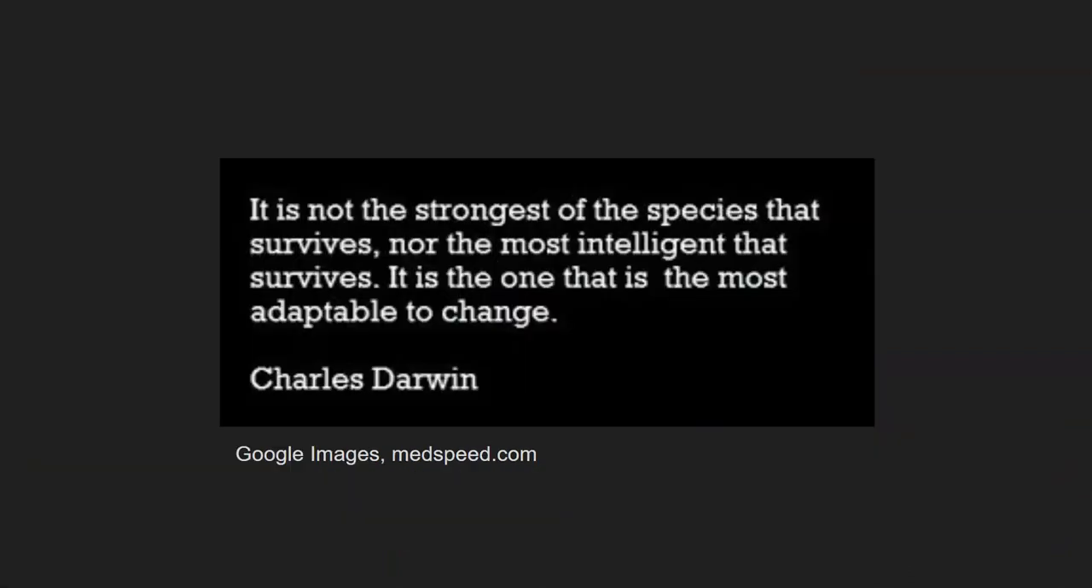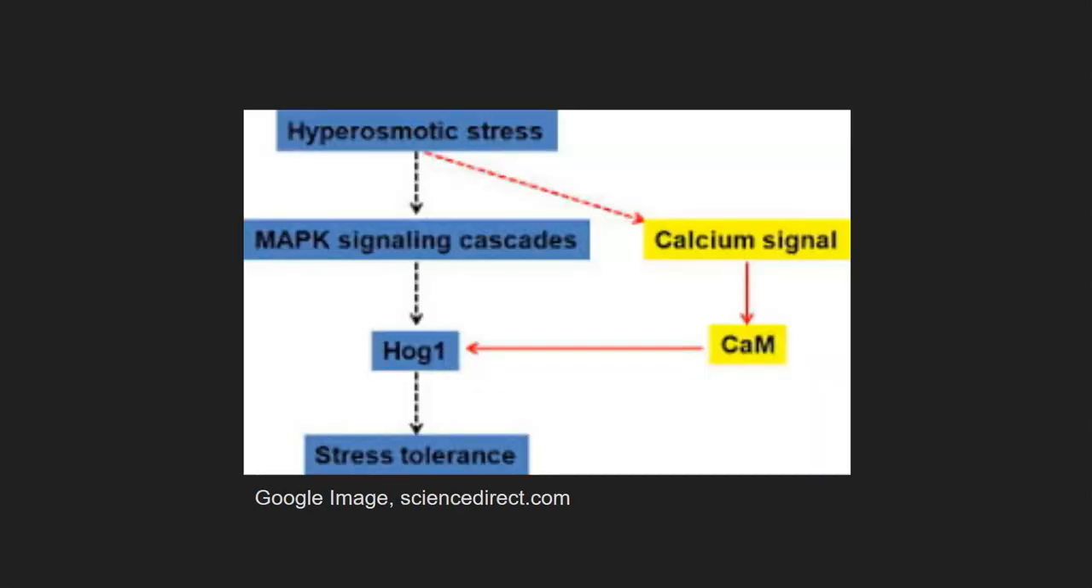We wanted to find the genetic difference or differences between the two strains that could potentially explain the disparity in osmotic response. One logical place to start is the HOG1 osmotic stress pathway, and then look for genetic differences connected to this pathway. So what is the HOG1 pathway?